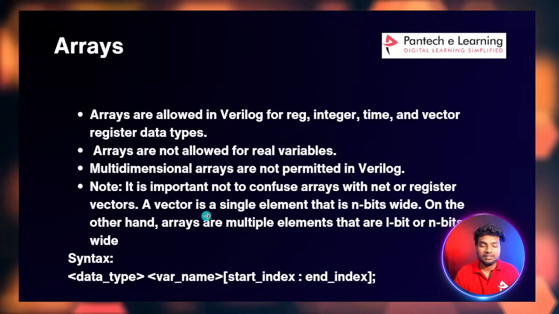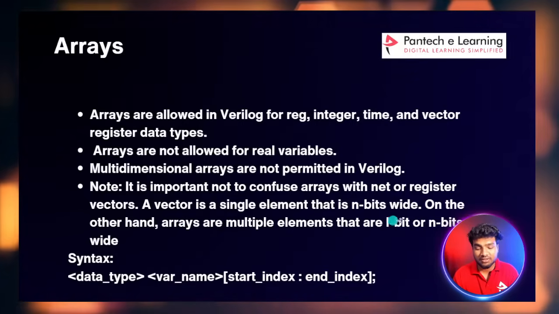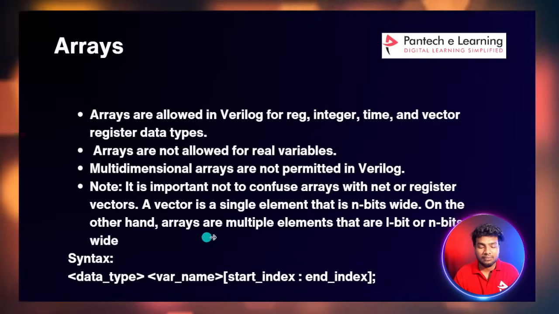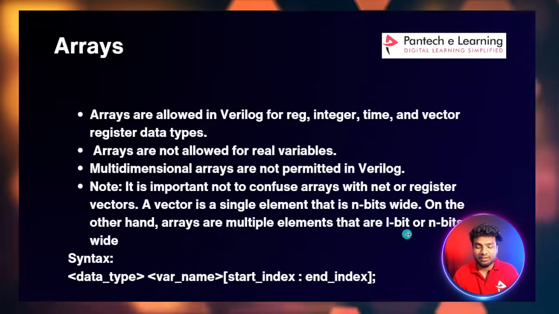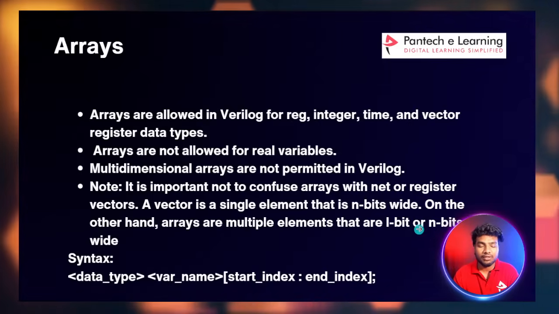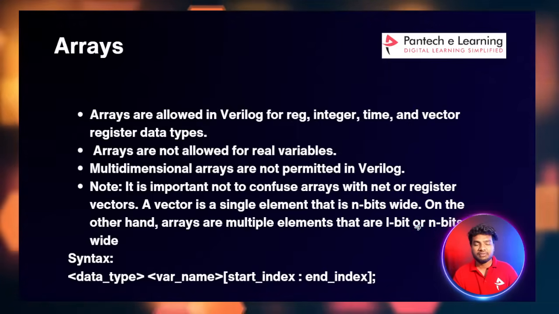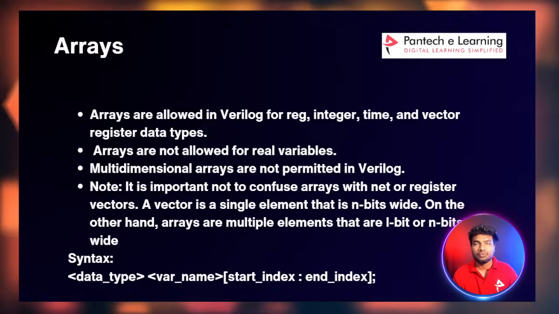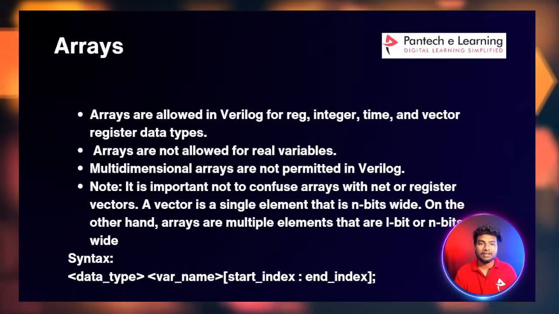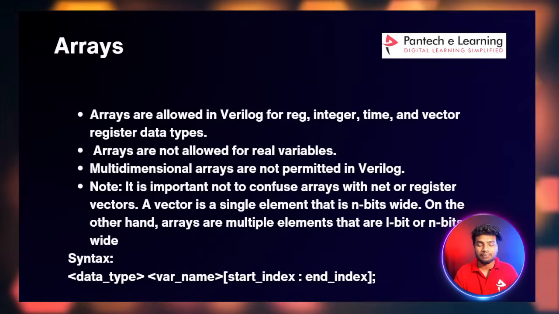It is important not to confuse arrays with net or register data. A vector is a single element that is n bits wide. On the other hand, arrays are multiple elements that have 1 bit or n bits of width. So don't confuse vectors and registers. I will tell you how to create the array in the upcoming slides.